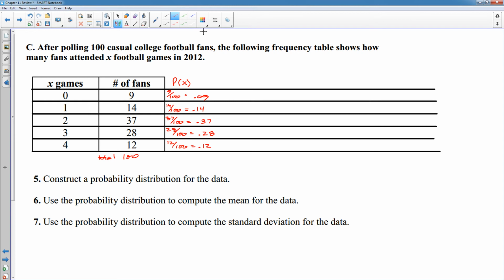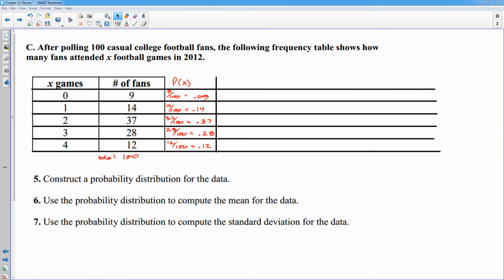Most of the time you'll actually have to punch those in the calculator, because very seldom do you have exactly 100 total people being surveyed. So there are the probabilities, and that's number 5. I just constructed the probability distribution. Then it gets a little bit more cumbersome: using this to compute the mean, and then using this to compute the standard deviation. This is where it takes a little bit more time.